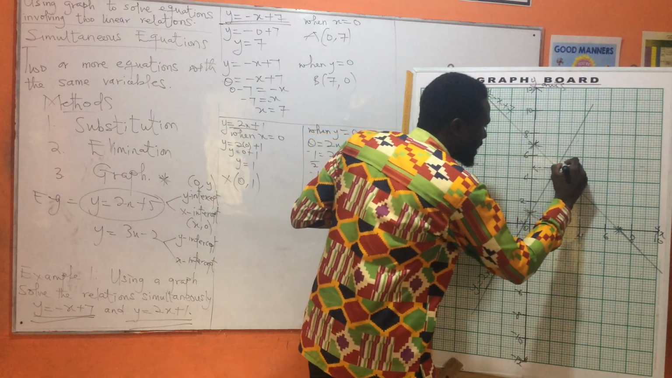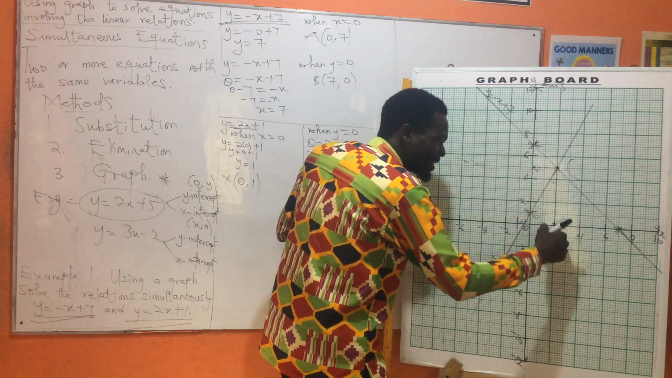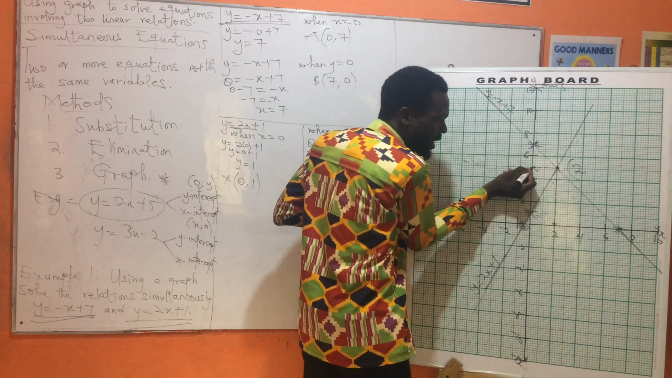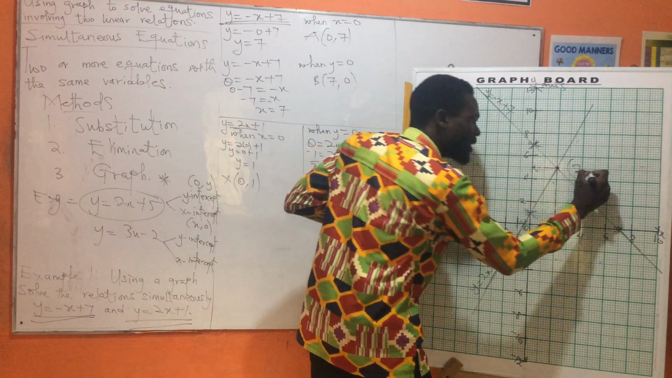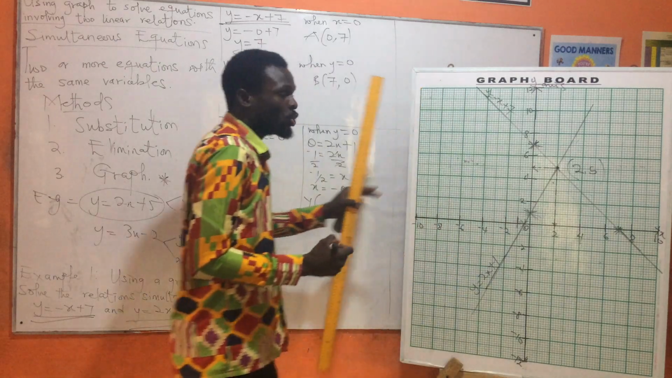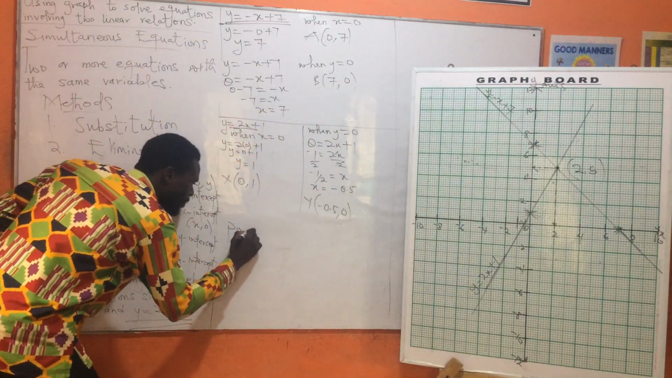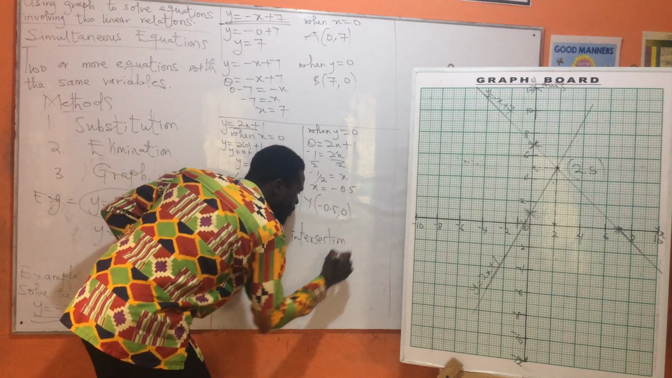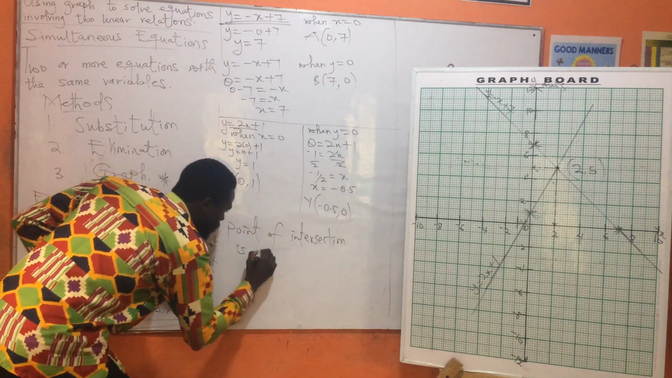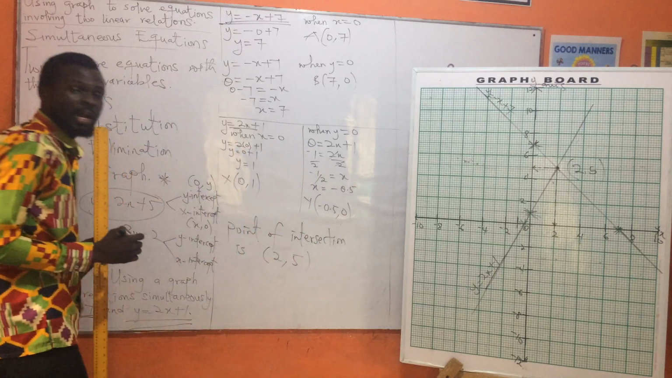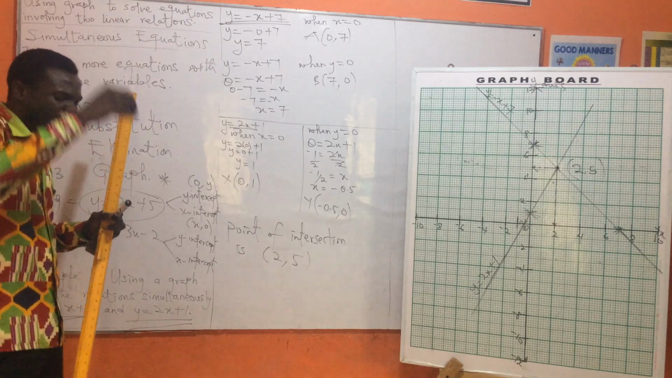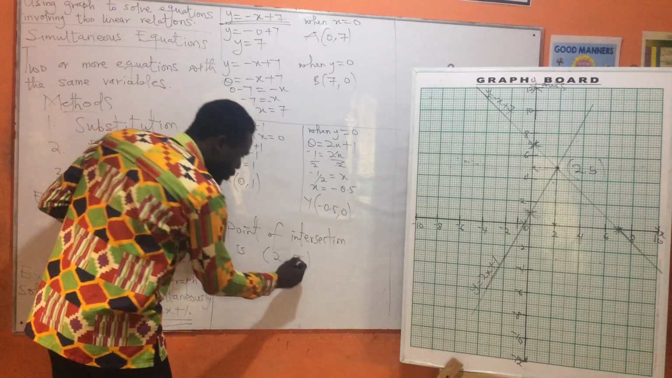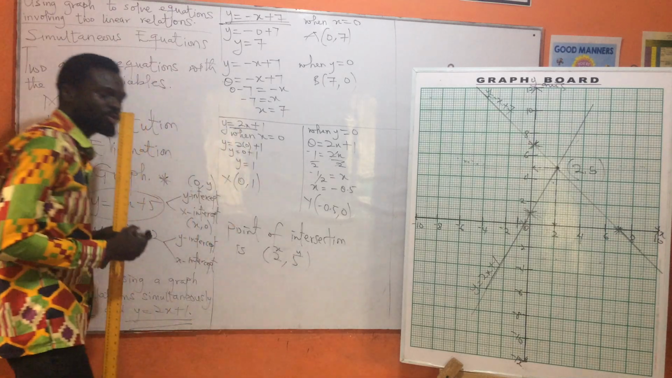So reading the point of intersection, what do we have? From the x-axis first, we have 2. And from the y-axis, it is here, which is between 4 and 6. That gives you 5. So the point of intersection is 2, 5. And we know clearly that every point is x and y. So this point is x, this point is y.